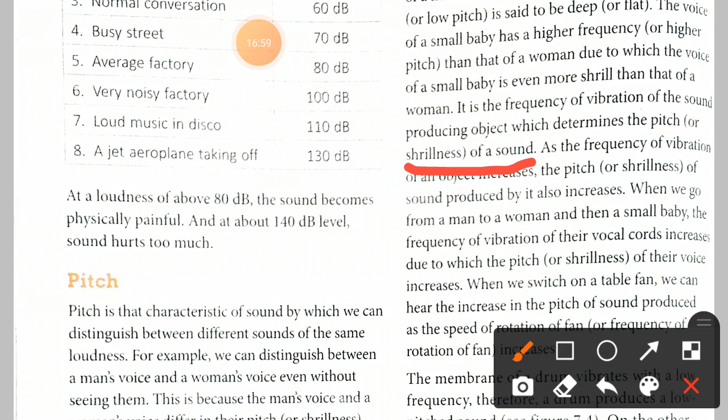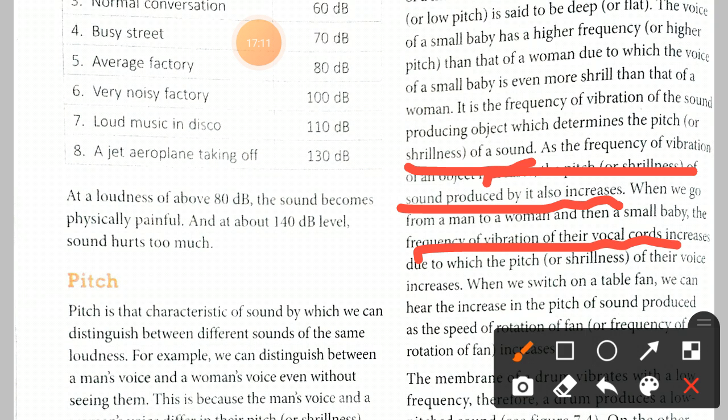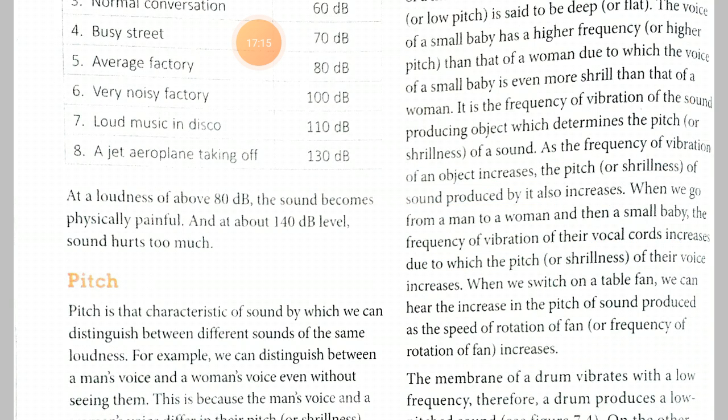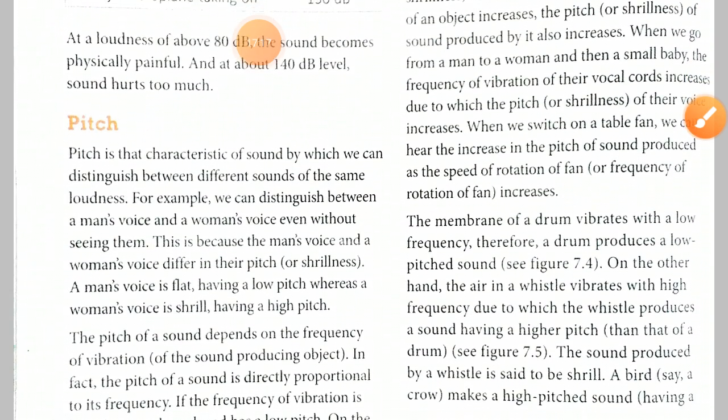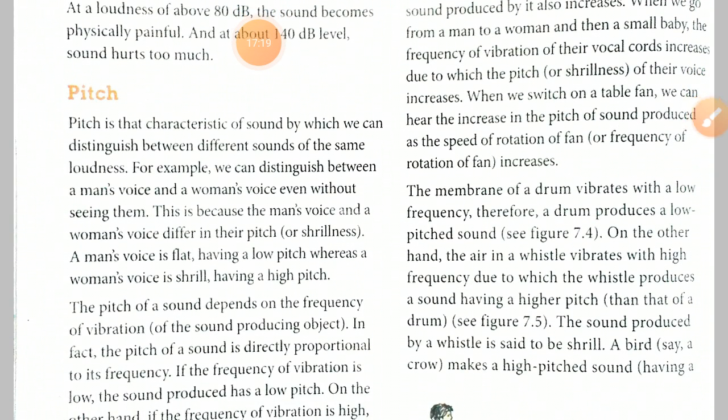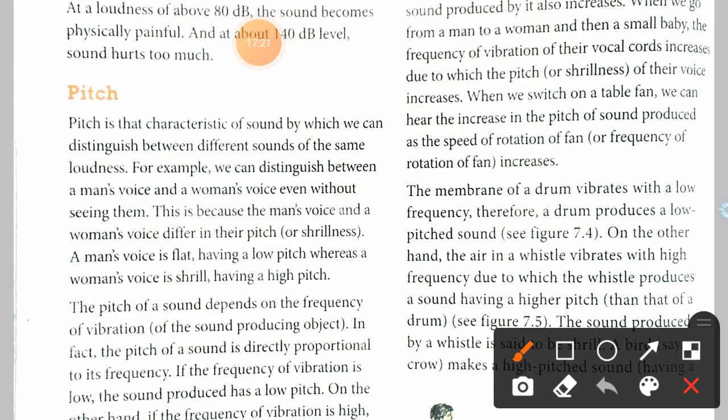As the frequency of vibration of an object increases, the pitch or shrillness of the sound produced by it also increases. So when we go from a man to a woman and then a small baby, the frequency of vibration of their vocal cords increases, and so does their pitch. When we switch on a table fan, we can hear the increase in the pitch of the sound produced as the speed of rotation of the fan increases.